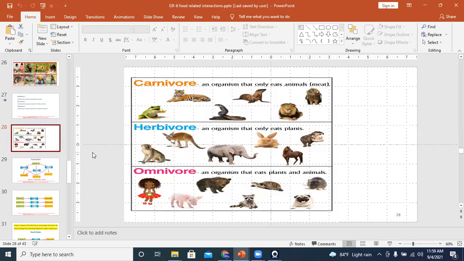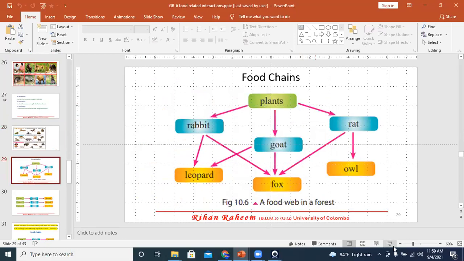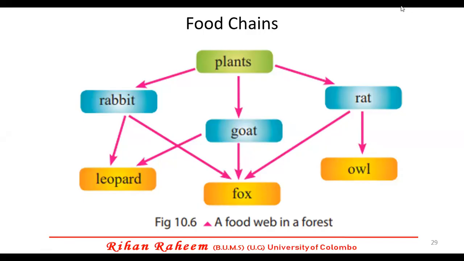Okay. So earlier we learned the food chain and the food web. Now this food web, food chain, carnivores, herbivores, everything, finally we can put into one group. First, we learn the food web. This is one food web.